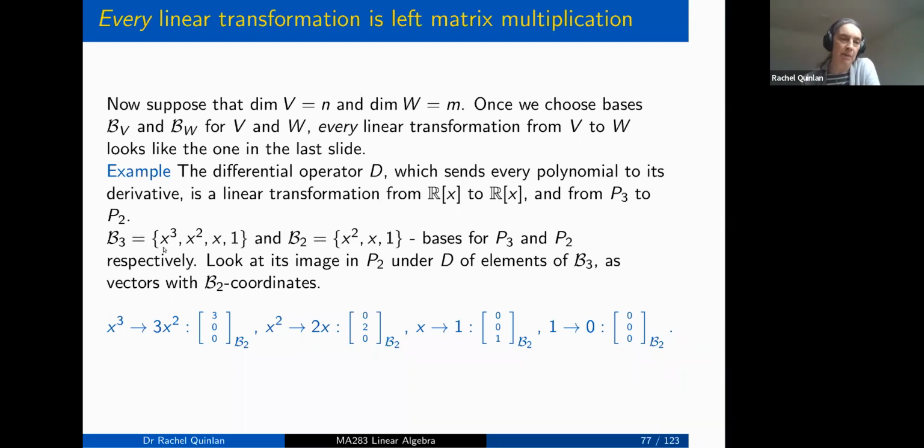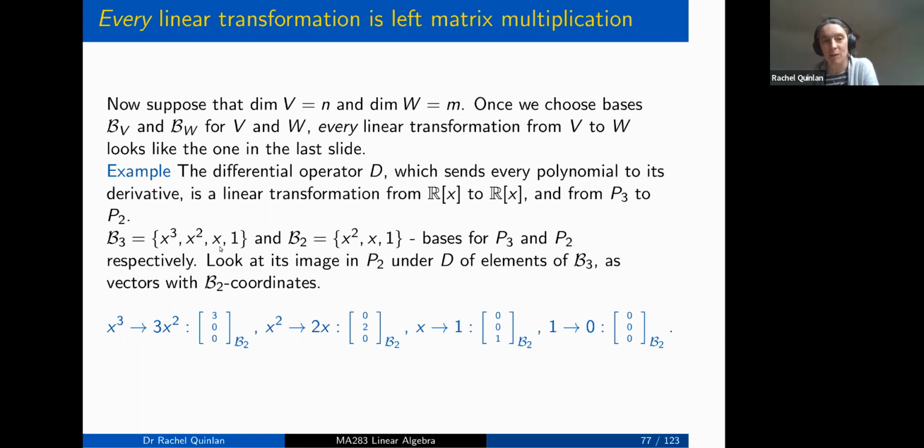Apply that to the first basis element from B3, x cubed, and the derivative is 3x squared. That is the polynomial in P2 whose coefficients with respect to B2 are 3x squared plus 0x plus 0. So, represented with respect to B2, its coordinates are 3, 0, 0. We can write that as a column. X squared, the second basis element of B3, differentiate that, you get 2x. That is the element of P2 whose coordinates with respect to B2 are 0, 2, 0: 0x squared plus 2x plus 0.